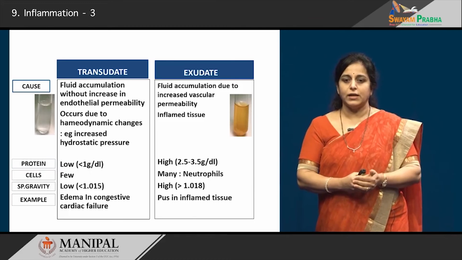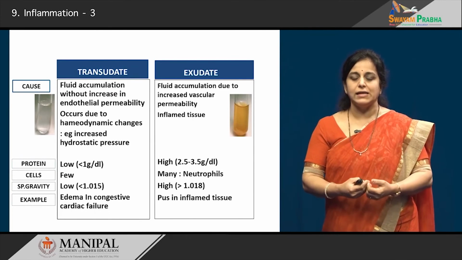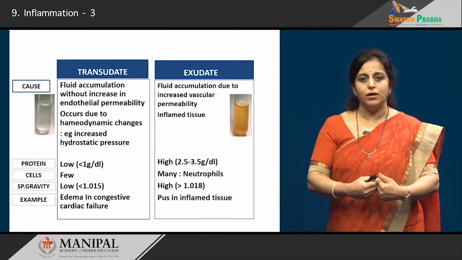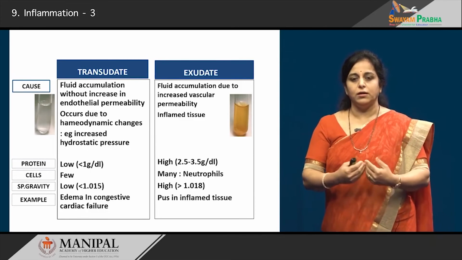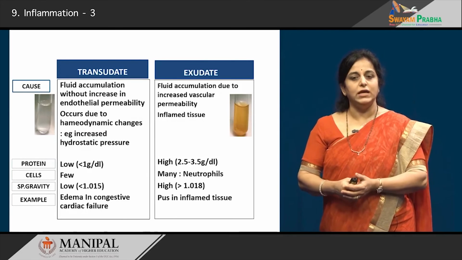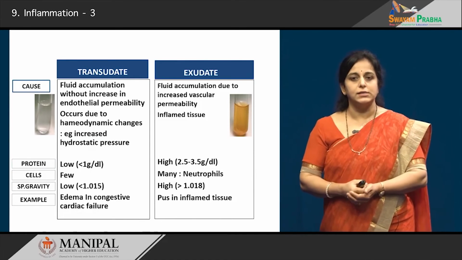The examples for a transudate: any condition where there is an increased intravascular pressure, as in case of congestive heart failure, or a decreased protein content or oncotic pressure. Exudate occurs exclusively in inflamed tissue, and a classical example for exudate is pus.